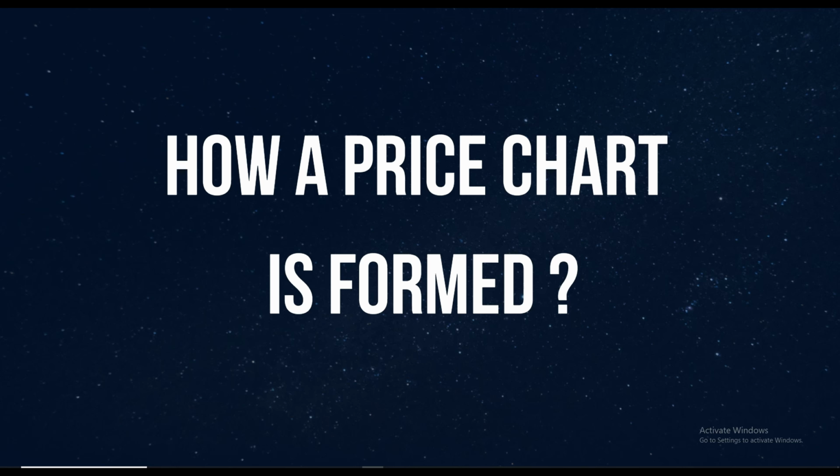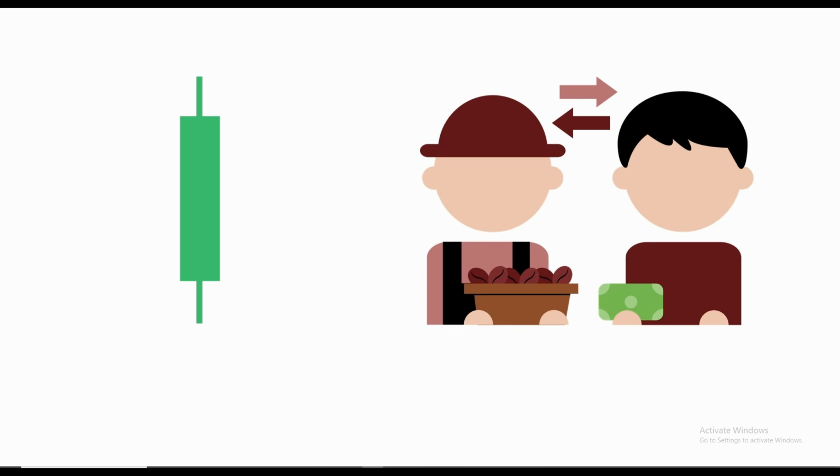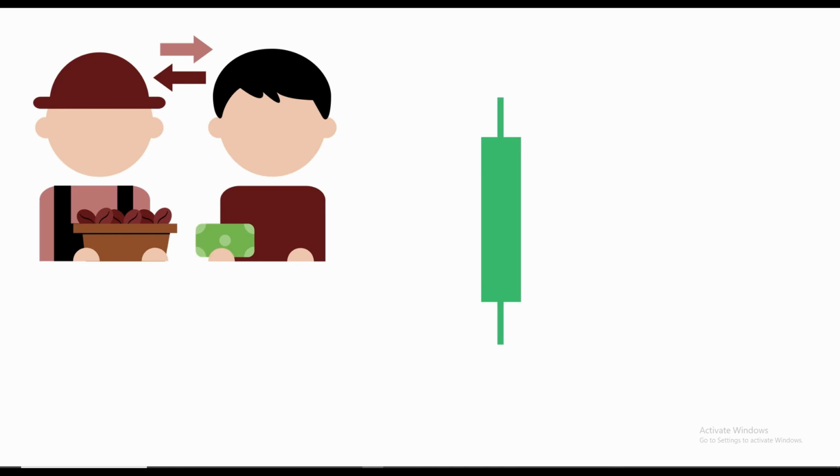How a price chart is formed. To understand market structure, you have to understand how the structure is formed first, right? See the candle here. It's a daily candle. This candle tells the story of the buyers versus sellers on that particular day. If the buyers are strong, the price goes up and ends in green, while if the sellers are strong, the price goes down and ends up in red.